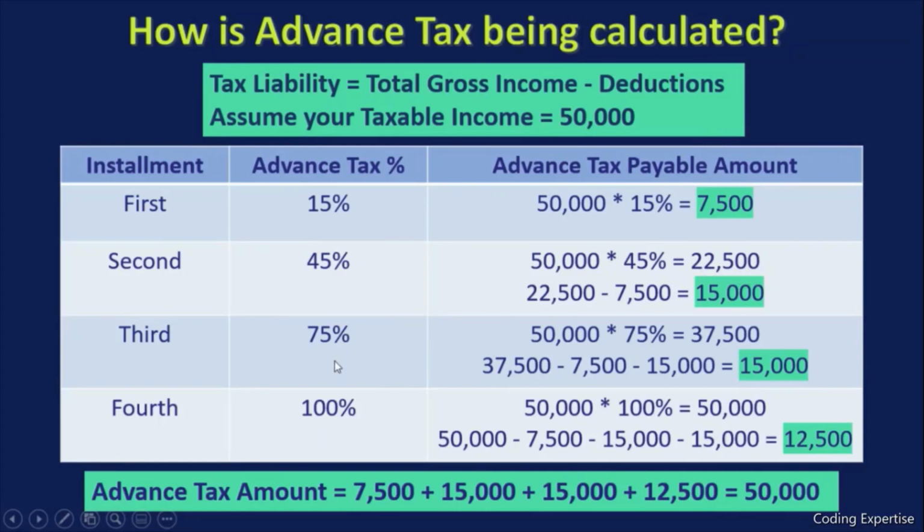Just follow me carefully. We have already paid the amount 7,500 in the first quarter itself. So the remaining amount would be 22,500 minus 7,500, which is 15,000. Likewise, for the third quarter and fourth quarter, we'll be paying our advance tax on a periodic basis. 7,500 plus 15,000 plus 15,000 plus 12,500 gives 50,000. So the total amount would be 50,000. I hope you got the clear picture now.